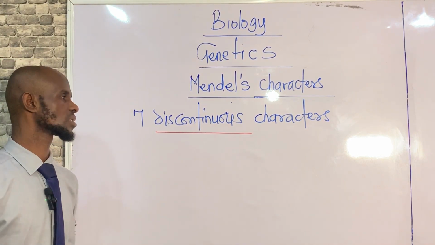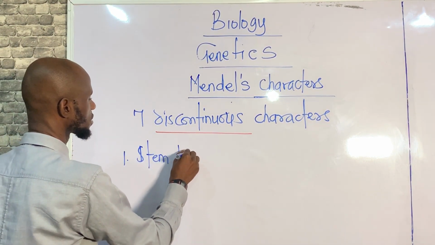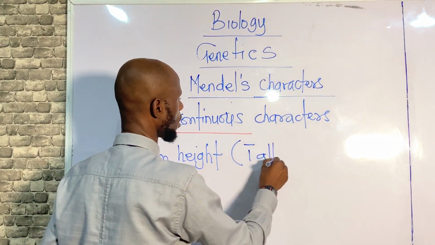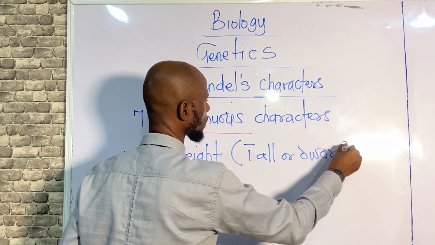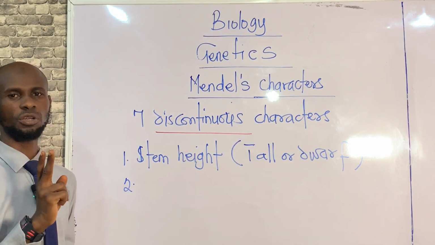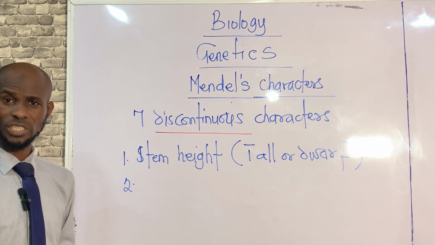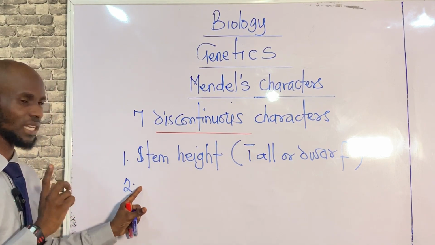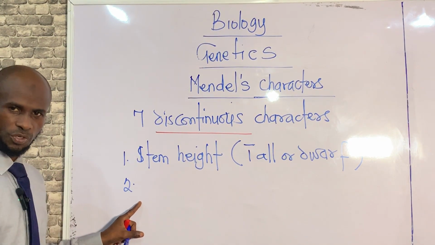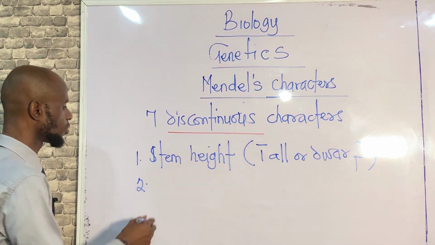So let us highlight the characters of Mendel. The first one is the stem height. And don't forget that it is discontinuous. Therefore, we choose between tall or dwarf, that is short. The second one is the flower, which has 2 features. The third one is the seed, which has 2 features. And the fourth one is the fruit, which has 2 features, making 7. So that you can remember, I'm going to break the flower, the fruit, and the seed into 2 features each, making altogether 7. Okay, so let's go by the flower.